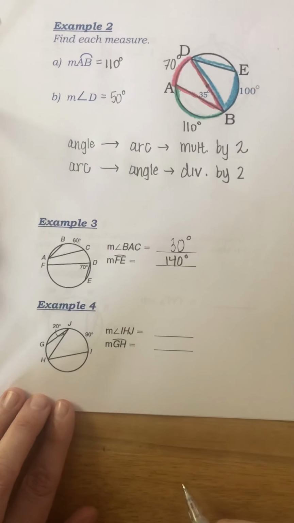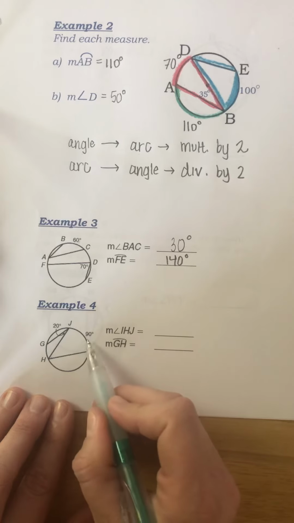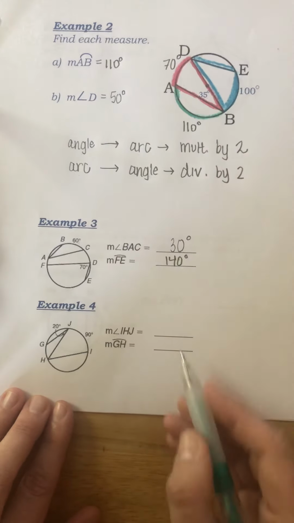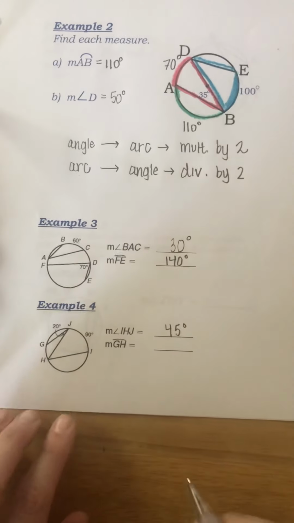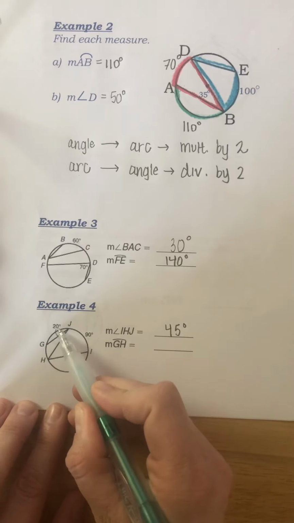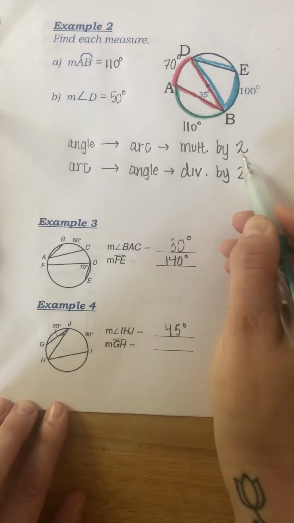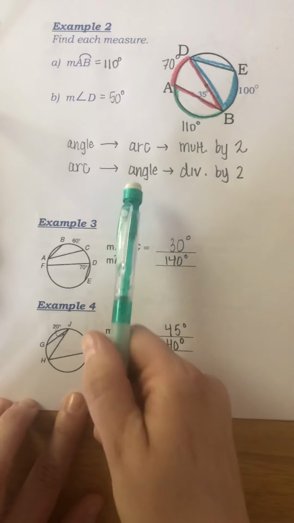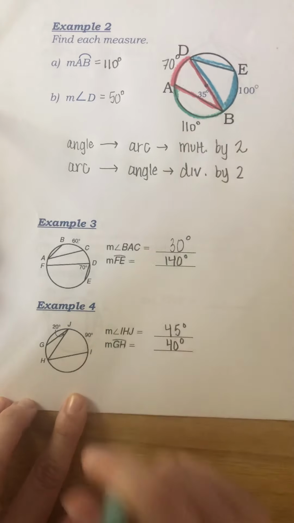All right, let's take a look at the next one. We want angle IHJ, and we know the arc. So to go from the arc to the angle, divide by 2. 90 divided by 2 is 45. Next, we want the measure of arc GH, and we know the angle. So to go from the angle to the arc, we're going to multiply by 2. So 20 times 2 is 40. So if you haven't written this down, maybe put this on pause, write that down. That's going to help you.